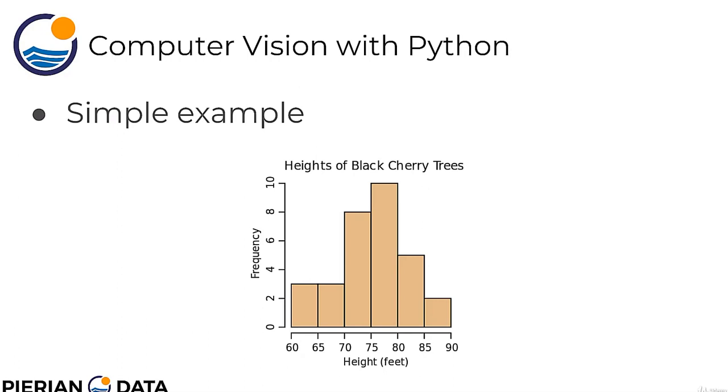So basically the way you read this is, you have 3 trees that are between the heights of 60 and 65, as well as 3 trees that are between the heights of 65 and 70. And then that third bin, counting from the left, between 70 and 75, it looks like it marks about 8. So then you have 8 trees that are between 70 and 75 feet.